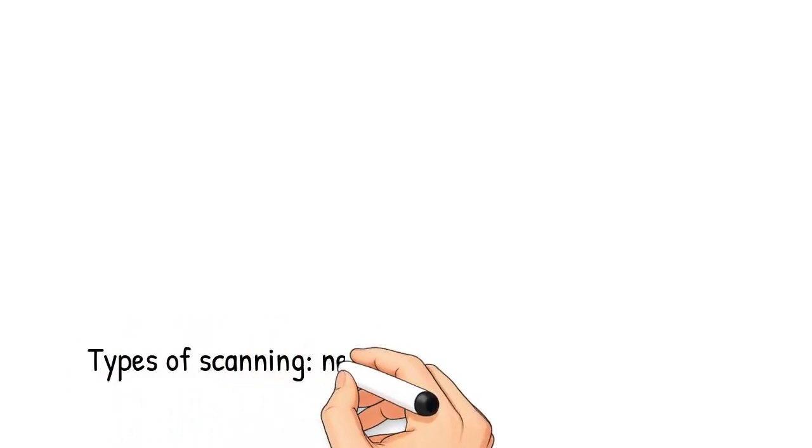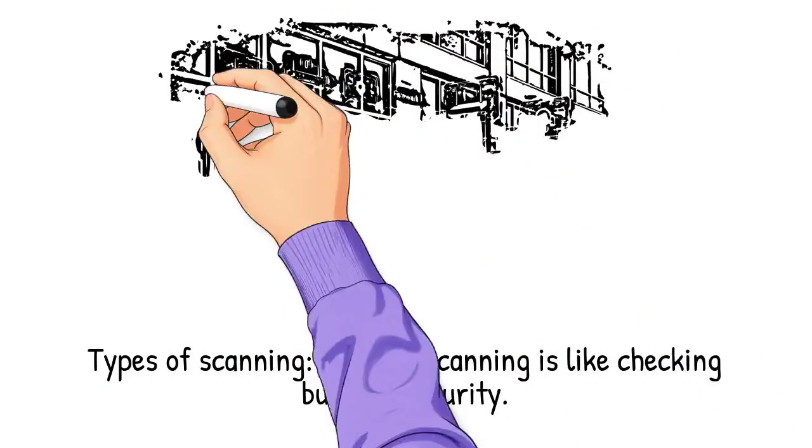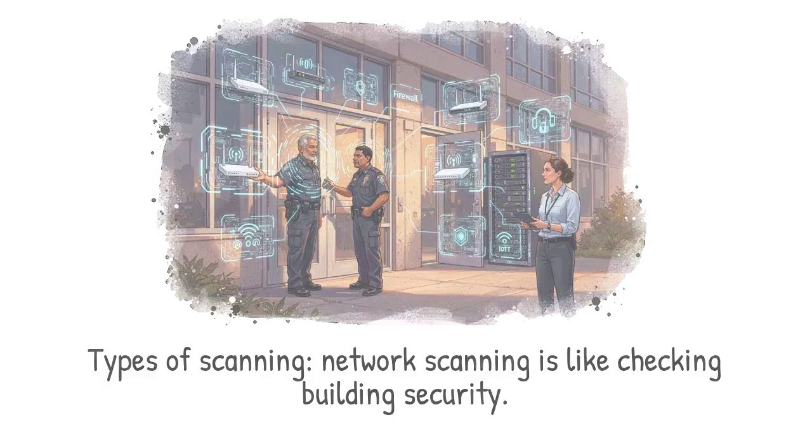Types of vulnerability scanning explained with real-world analogies. 1. Network vulnerability scanning. Analogy: checking all doors and windows of a building. It scans routers, switches, firewalls, servers, endpoints, and IoT devices. It looks for open ports, weak services, outdated firmware, and misconfigurations.